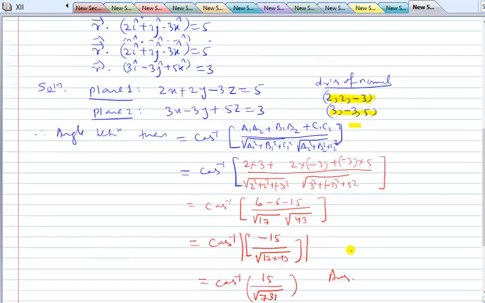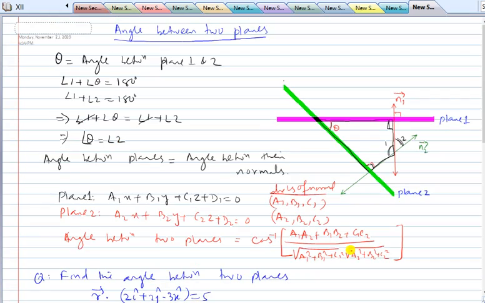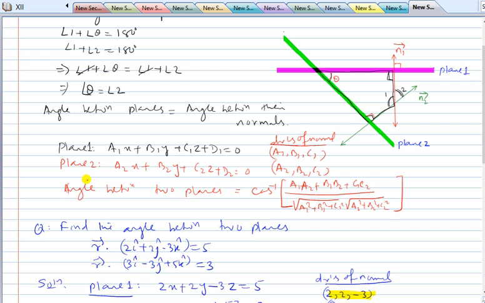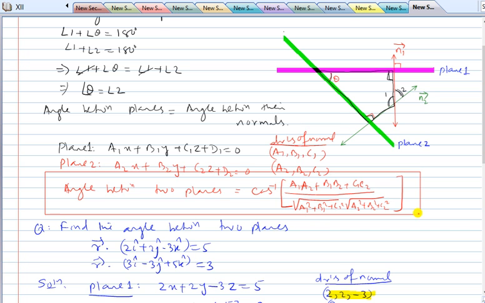This is all about the angle between two planes, and the formula is given by this. So try to remember it as a formula. This will be cos inverse of a1 a2 plus b1 b2 plus c1 c2 divided by square root of a1 square plus b1 square plus c1 square.